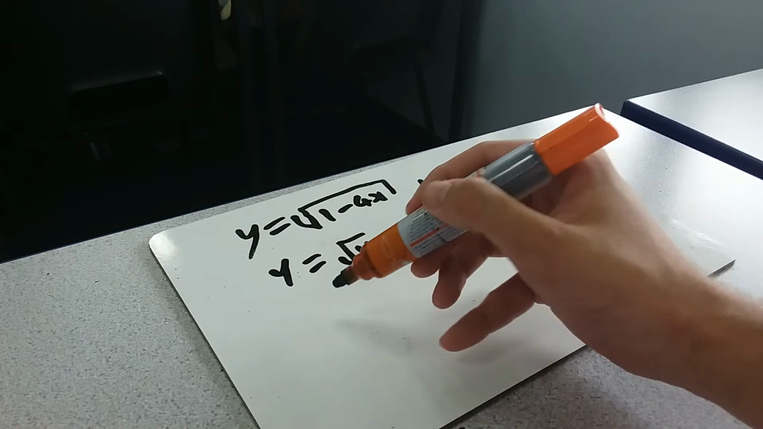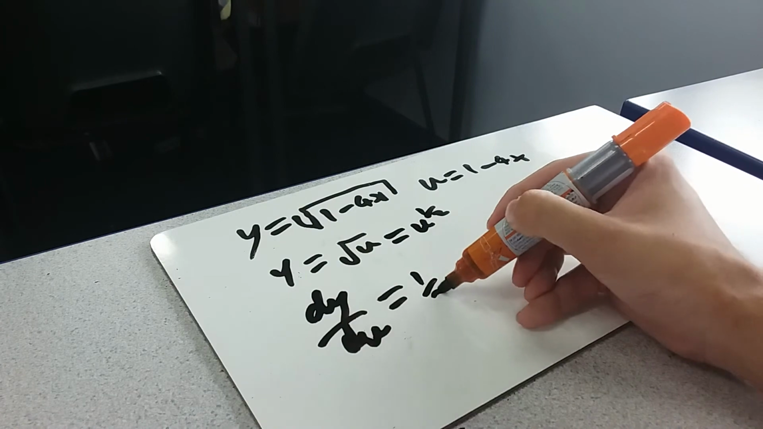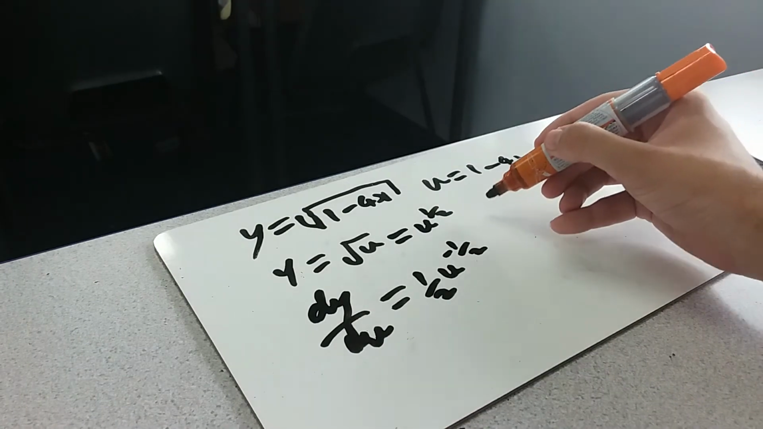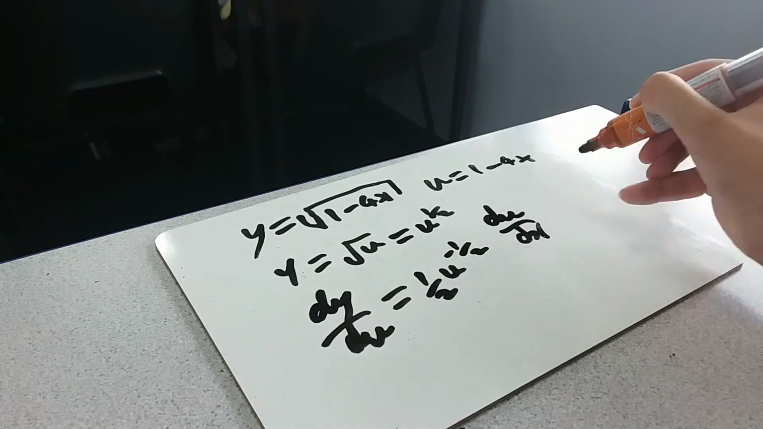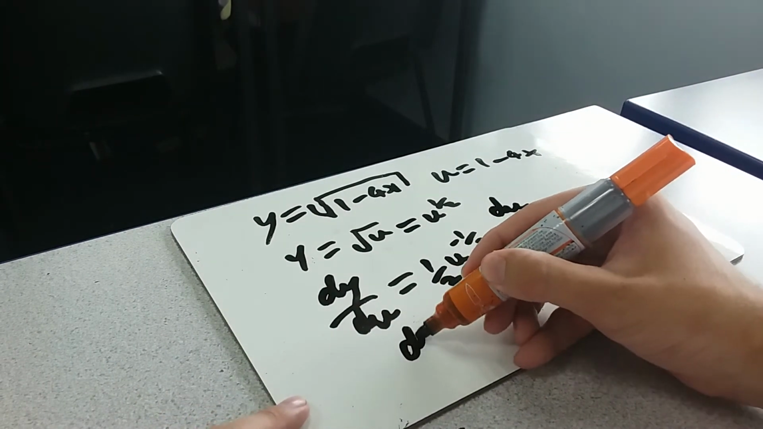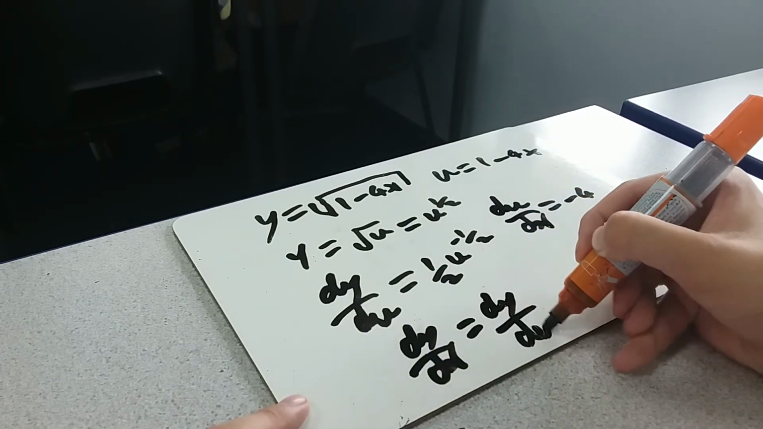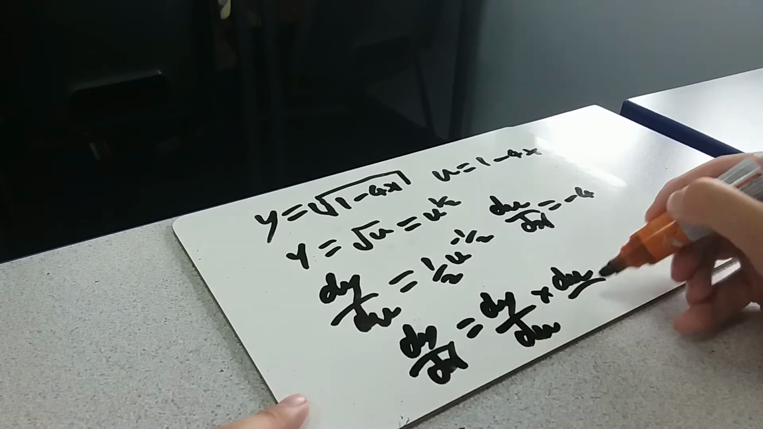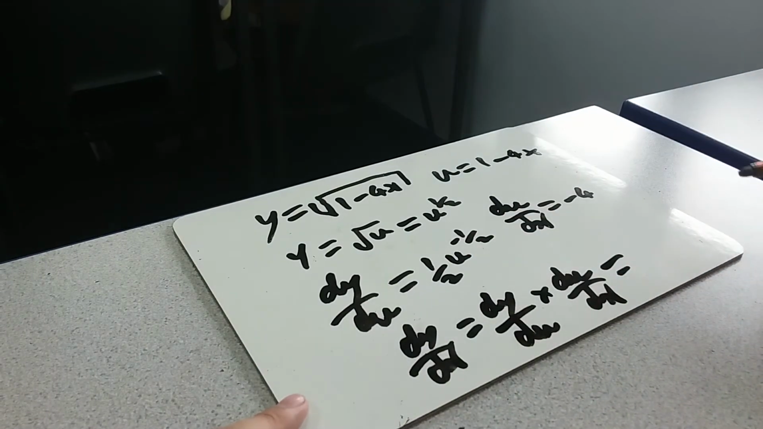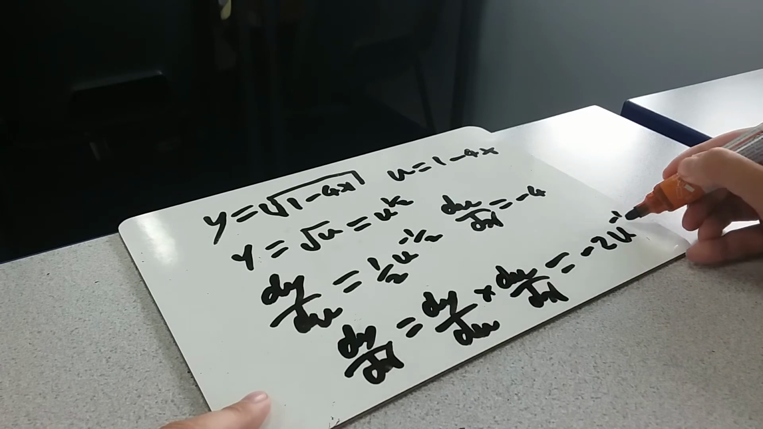Differentiating both the bits, this one here, dy du, is timesing down by the power, we get a half u to the minus a half. This one over here, du dx is minus 4. So putting it together, dy dx, which if we just write out the chain rule again, is dy du times by du dx. Timesing those two things together, well, we've got minus 4 times a half, which is minus 2, times u to the power of minus a half.